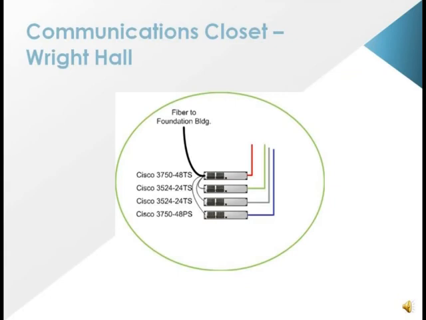As you can see on this diagram, the powered switch and the two 24-port switches connect to a Cisco 3750 48TS switch. This switch then connects to a switch in the IT department located in Foundations Hall via a fiber connection.